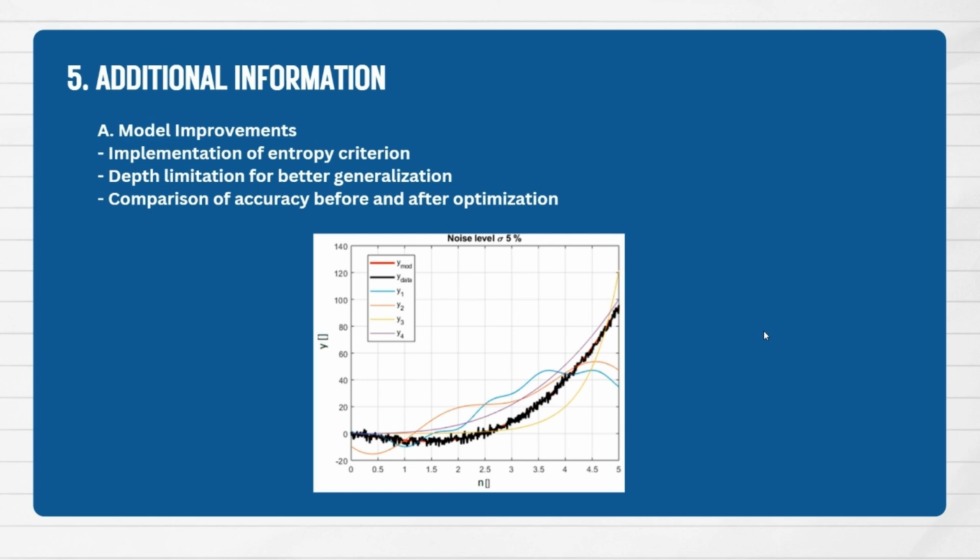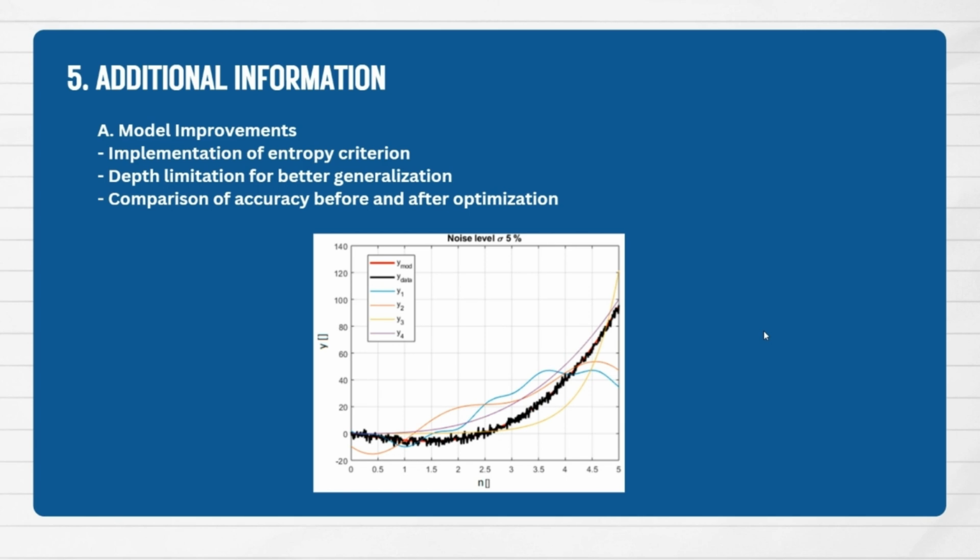The depth limitation for better generalization. Limit the depth of decision trees to prevent overfitting, where the model overlearns specific details from the training data. The benefit: it improves prediction accuracy on unseen data while reducing the complexity of the tree.